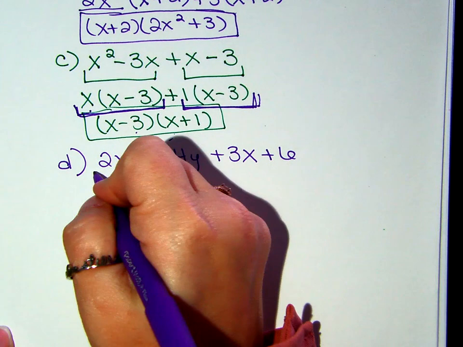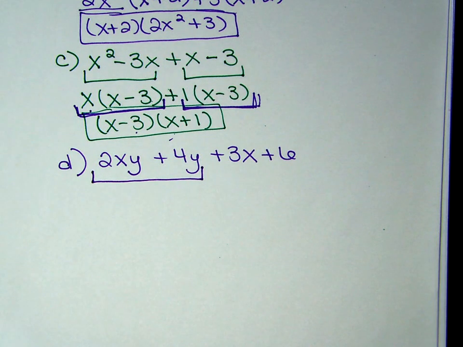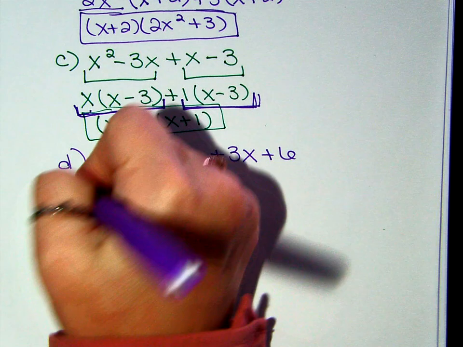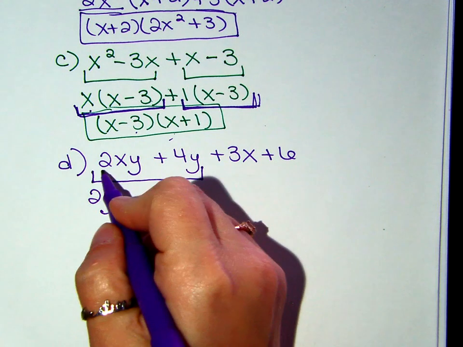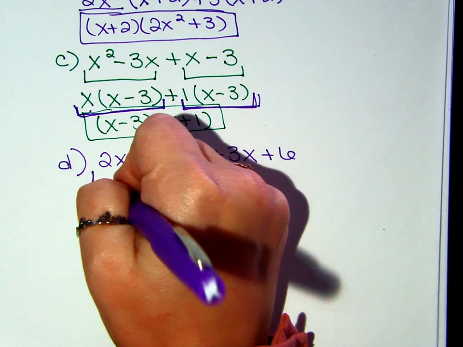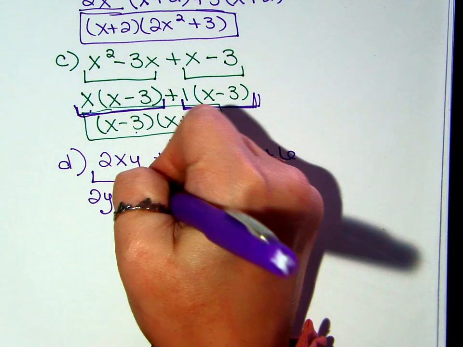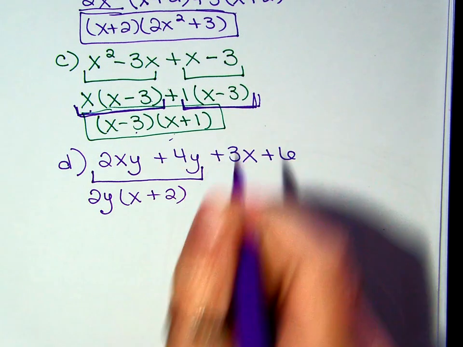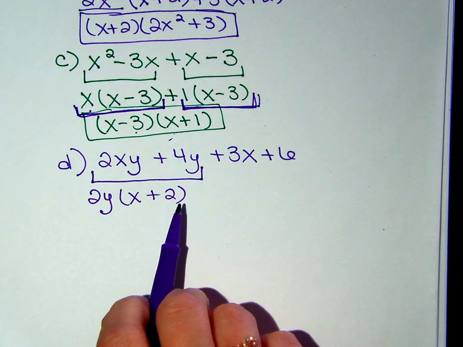So I have 2xy plus 4 is my first pairing. So what do these two terms have in common that I can pull out? A 2y. And if I pull out a 2y out of this first term, the only thing I'm left with is an x. And the only thing I'm left with in my second term would be a 2. And again, I can always check by redistributing and making sure that this is accurate, that this works.